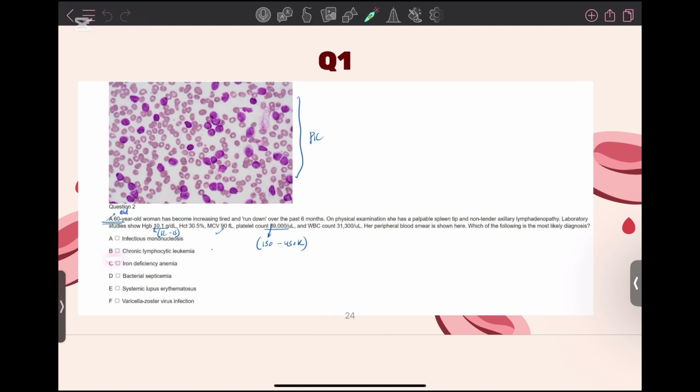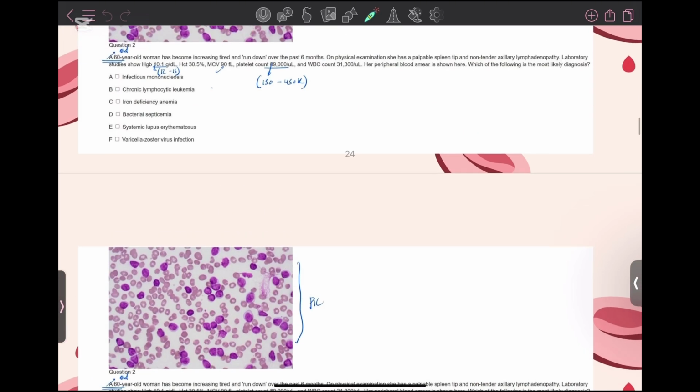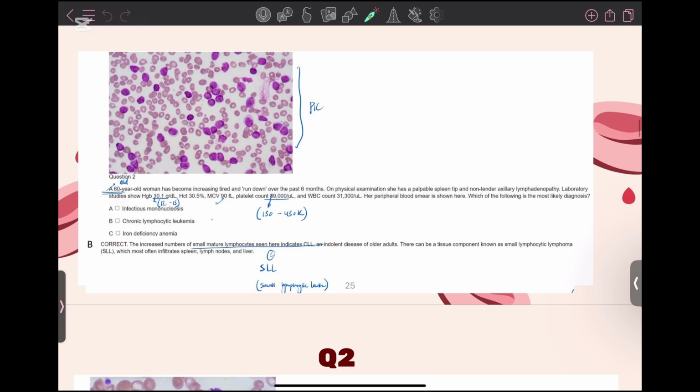I explained over here briefly because it's an elderly patient. We have low hemoglobin and we have thrombocytopenia. So it's going to be CLL. Next question. Again, it's an elderly person. If you notice, the information over here is not very significant. It won't tell you much about the condition.